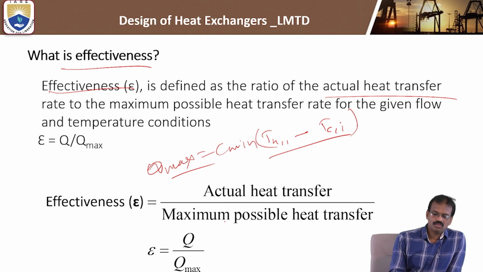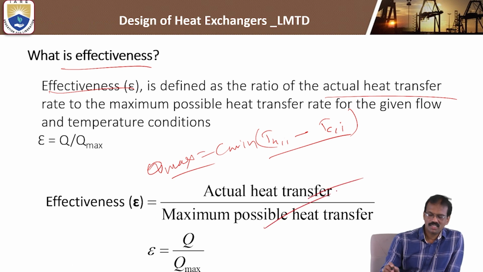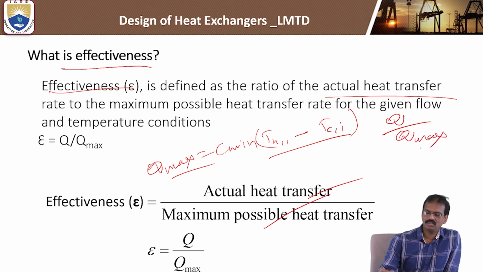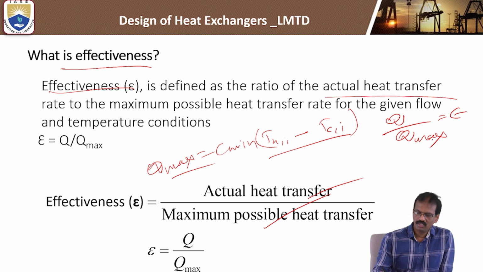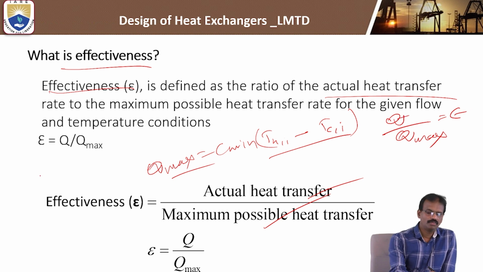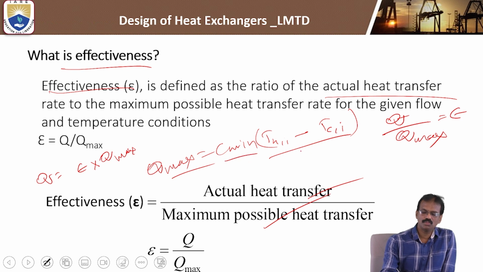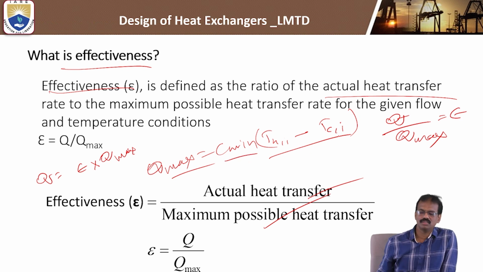So effectiveness is equal to actual heat transfer divided by maximum possible heat transfer. Actual heat transfer is Q. Maximum possible heat transfer is Q max. That is nothing but effectiveness. By finding the effectiveness, you can find the Q value, because Q is equal to effectiveness multiplied by Q max. Q max is nothing but C minimum into T_hi minus T_ci.